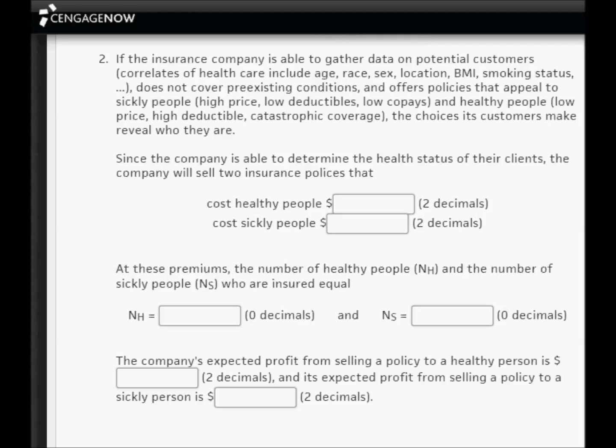If the insurance company is able to gather data on potential customers, like age, race, sex, location, BMI, smoking status, etc., and it does not cover pre-existing conditions, and offers policies that appeal to sickly people, high price, low deductible, low copays, and healthy people, low price, high deductible, catastrophic coverage, the choices its customers make reveal who they are. Since the company is able to determine the health status of their clients, the company will sell 2 insurance policies.